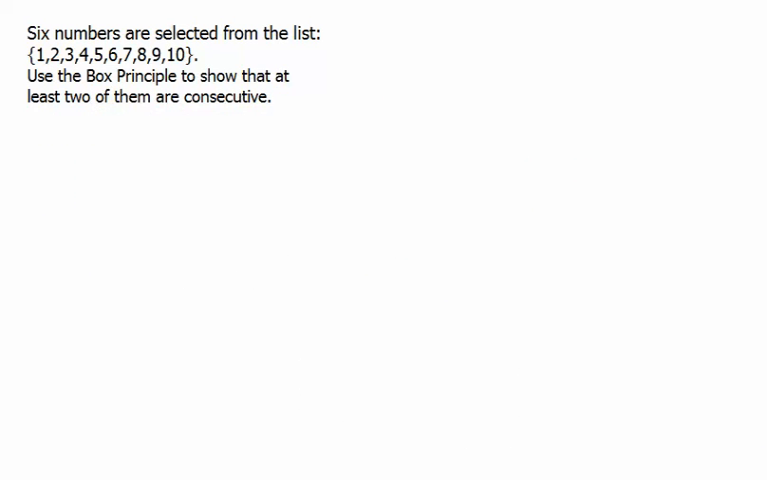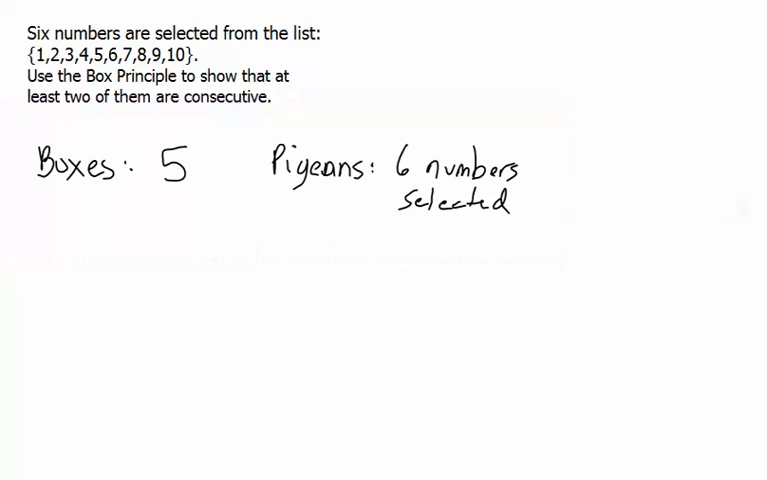And now our third and final type of problem. It's a little bit different. In this case, we are selecting 6 numbers from a list. We want to show at least 2 of them must be consecutive. Well, first we start off with our boxes and our pigeons. And our pigeons we initially say are the 6 numbers being selected. From that, we determine how many boxes. If we have 6 numbers, we want 1 fewer box, so that's going to tell us we want 5 boxes.